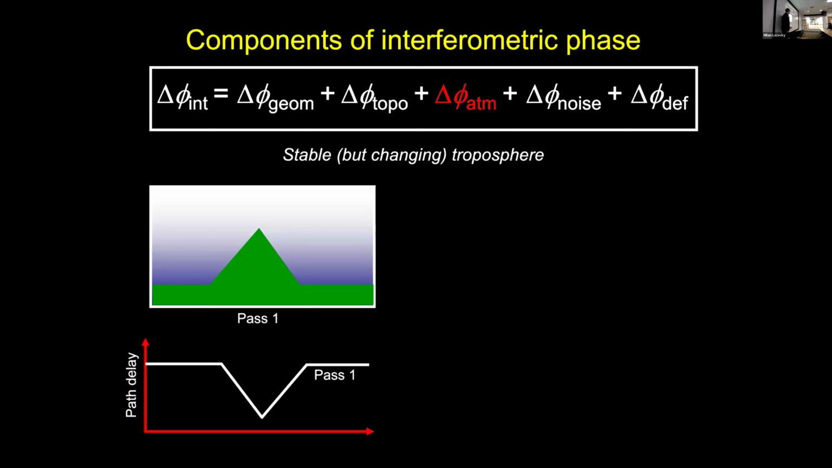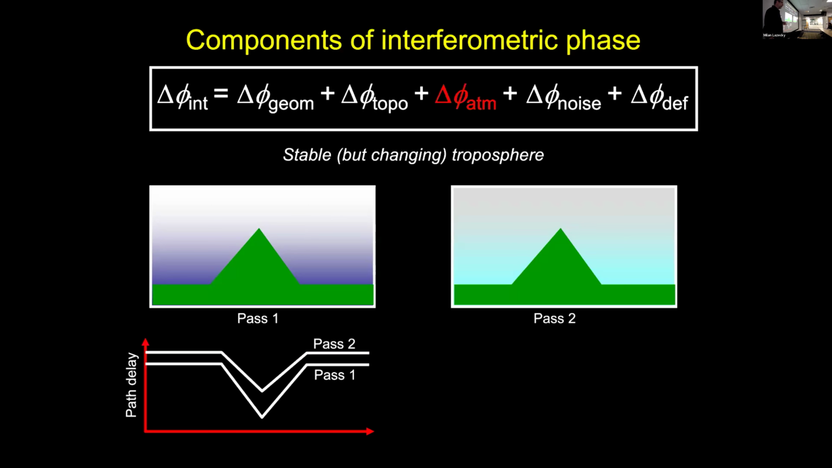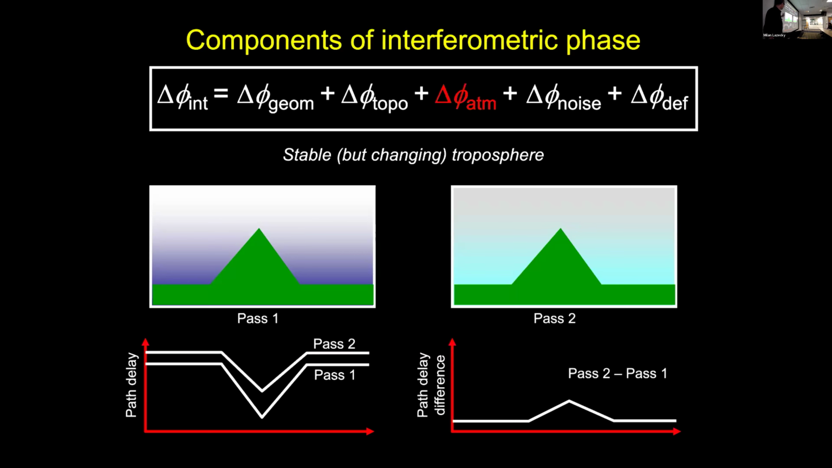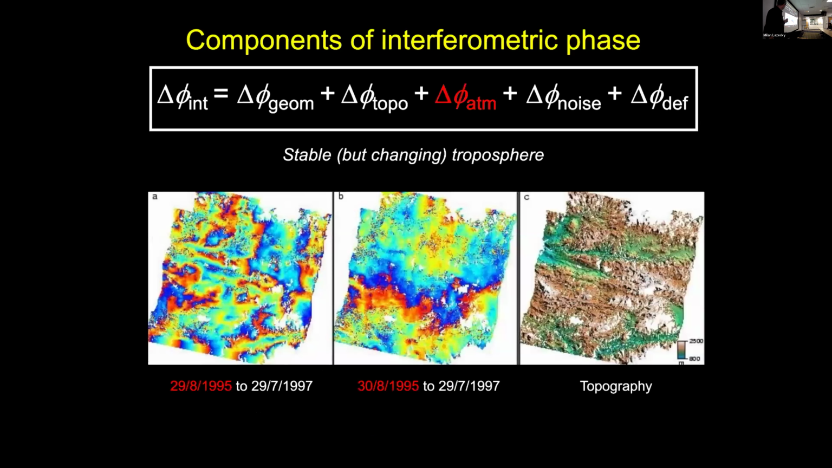So basically, there's less atmosphere and less delay at the top of the mountain than there is at the bottom of the mountain. Now, if you come back on a different day, it's still relatively stable, but maybe a different amount of humidity in the atmosphere or different pressure, then you get a different delay. And so when you look at the difference in those, which is what you see in the interferogram, you get a path delay that is proportional to the topography in some way. So one of the telltale signs of this kind of atmospheric error is you've got signals that correlate with the topography.